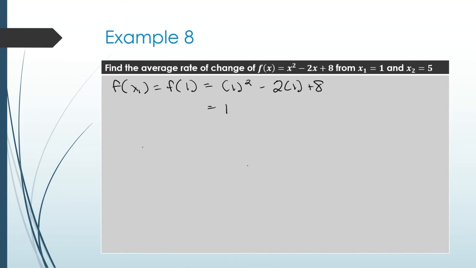So 1 squared is 1, minus 2 plus 8. 1 minus 2 is negative 1, plus 8, that's 7. So this gives me an ordered pair of 1, 7.